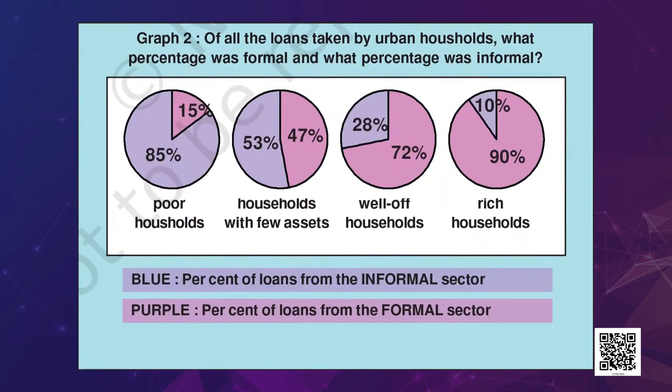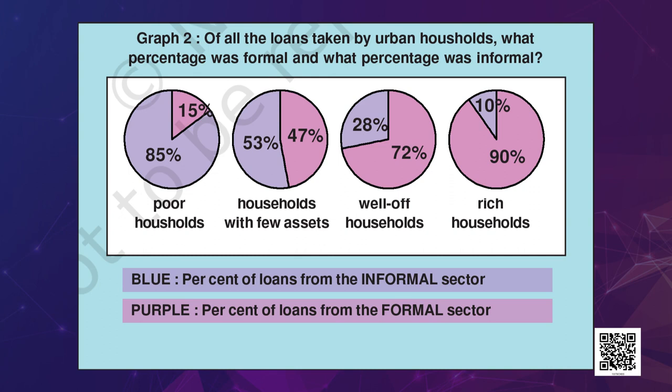The graph 2 shows the importance of formal and informal sources of credit for people in urban areas, like we discussed earlier. The people are divided into four groups from poor to rich, as shown in the figure. You can see that 85% of the loans taken by the poor households in the urban areas are from informal sources, which is a huge number.